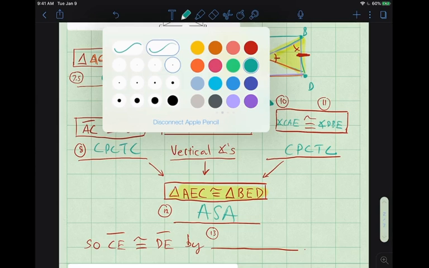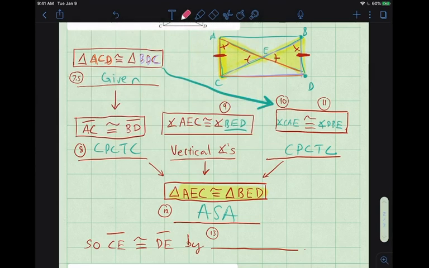What color haven't I used yet? In purple. Okay, we wanted to show this side and this side are the same. Okay, CPCTC. Because now we have that the smaller triangle is kind of the bow tie. This triangle here and this triangle here are congruent. So all their parts have to be the same. That's the main problem I wanted to review.